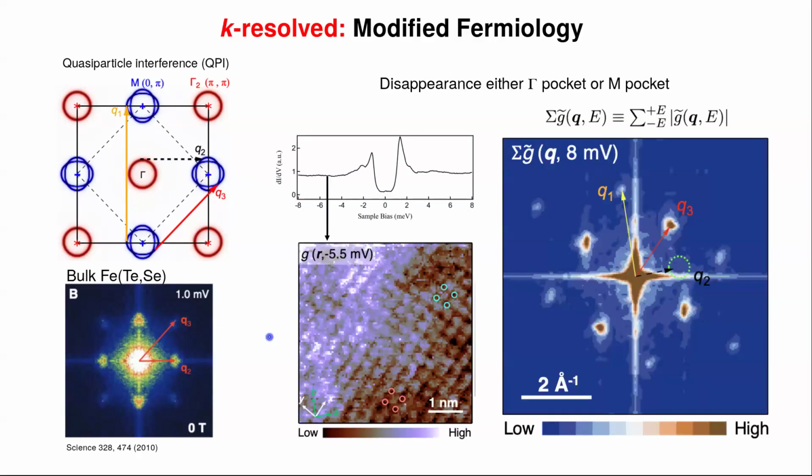In contrast, when we do a similar experiment on our flakes, we found that the Q2 scattering vector, which is dominant in the bulk, is actually absent. And this turns out to be an important hint to explain the main phenomena that I will show you in the next few slides.